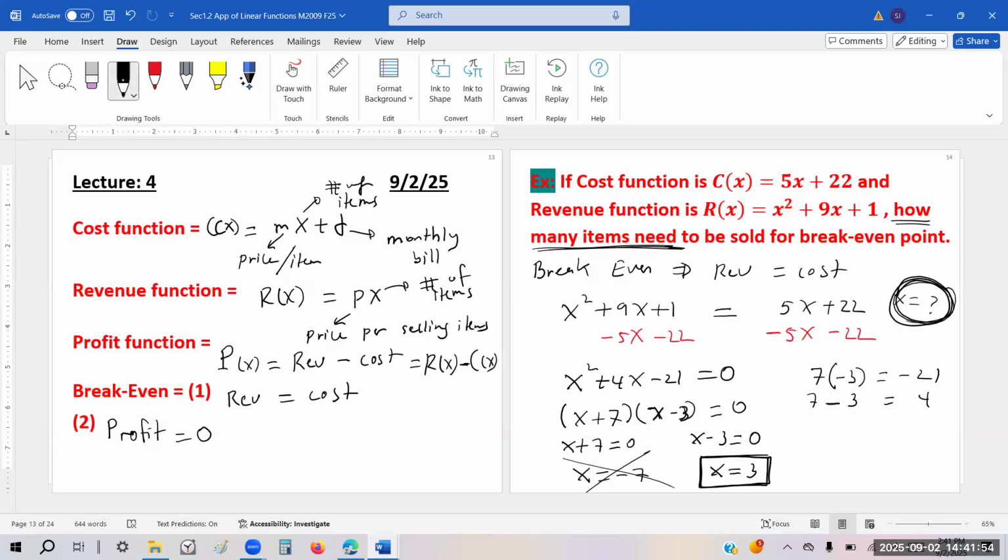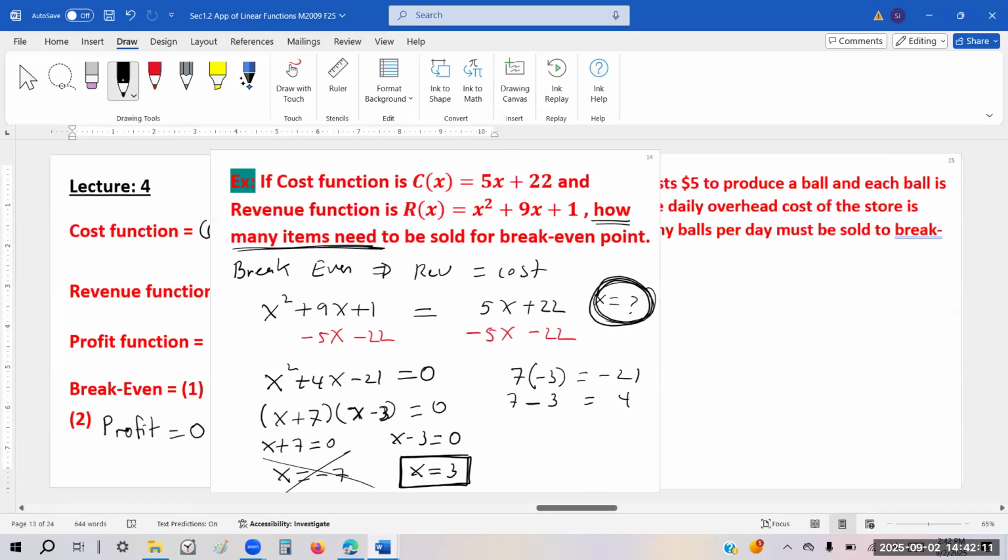That means when you sell only 3 items, you're going to break even. You're neither going to lose any money nor going to gain any money. And after that, you're going to get more money and more money. So you're going to get profit. Or maybe you're going to lose money. Who knows?